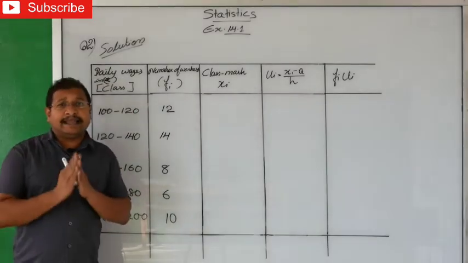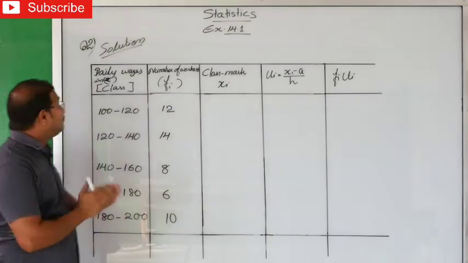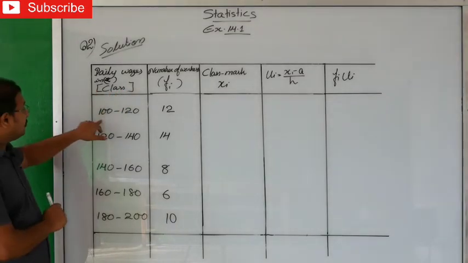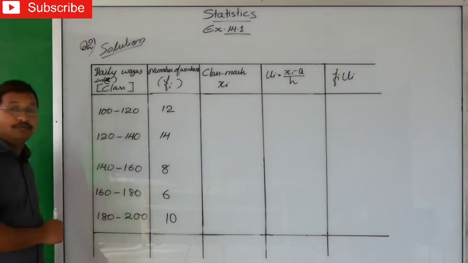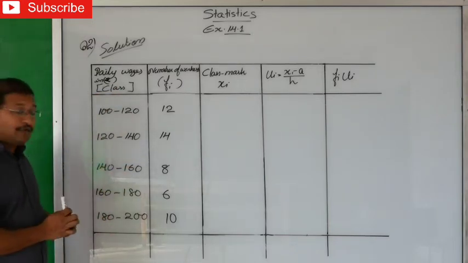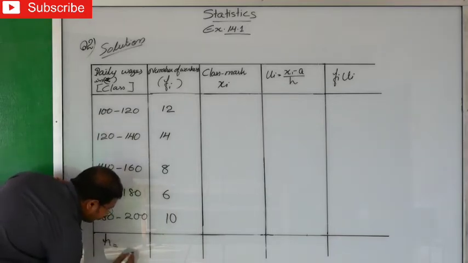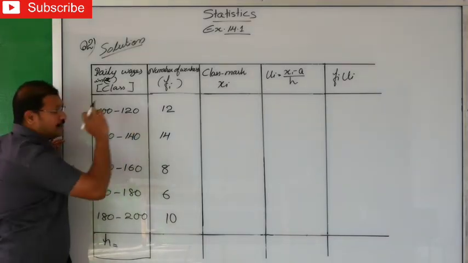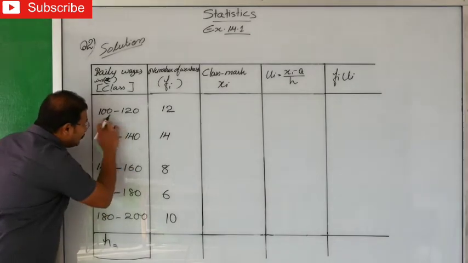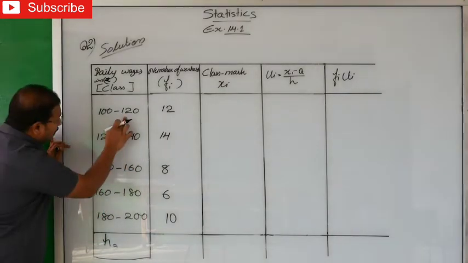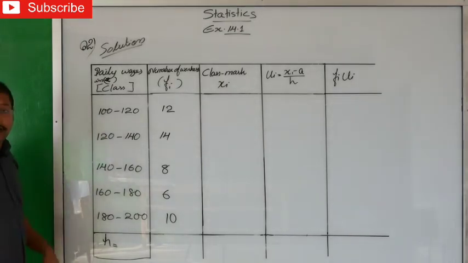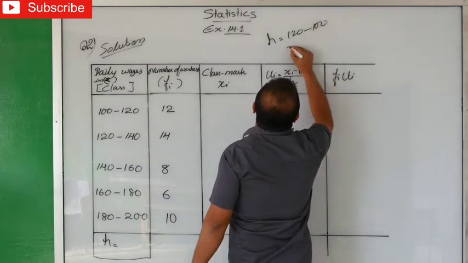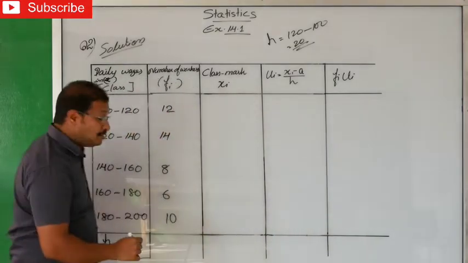First, what is given? Daily wages is given, which means that will be the class. Of course, I am taking 100 to 120, 120 to 140, and it will continue. From the first column itself, we are going to find the value of h, the class interval or width of the class. 100 to 120, 120 to 140. What is the difference here? 120 minus 100. If you want to find the value of h, you have to do it this way. h equals 120 minus 100 equals 20. So the value of h we got is 20.